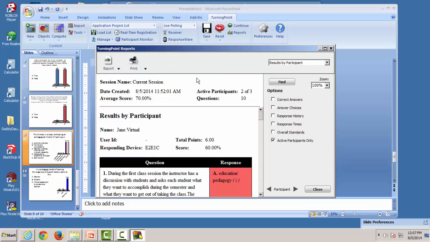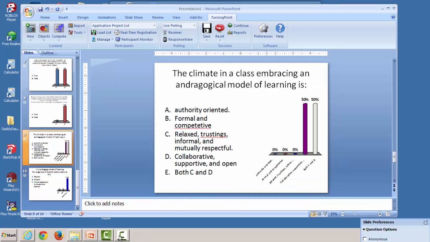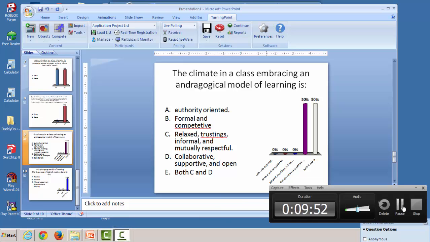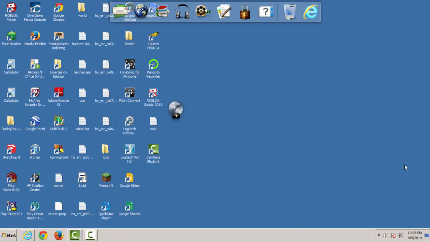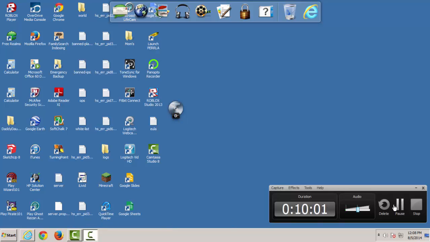If you choose to use this assessment as an actual point value assessment in your class, you can input the scores in your gradebook. I'm going to go ahead and pause the presentation just a moment because I want to open up a different piece of software to demonstrate how you actually make the quizzes themselves. Well, it appears that I can't actually open up the Turning Point software once I've closed out the quiz when I've got Camtasia recording.